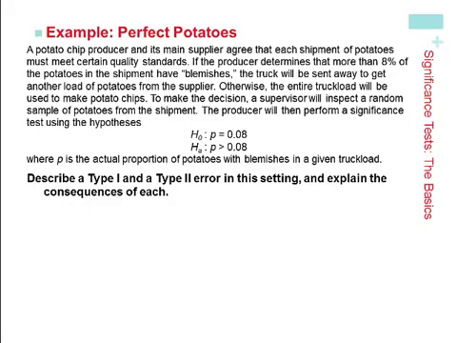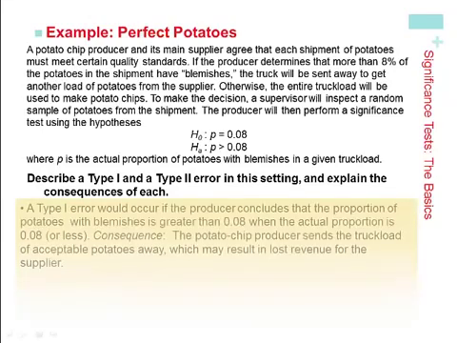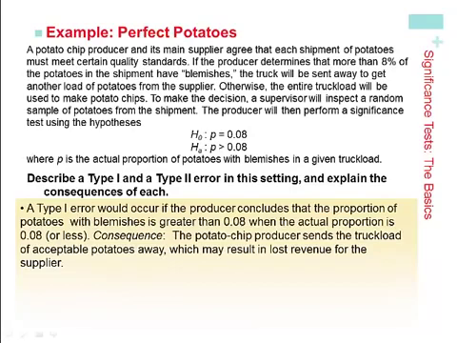Remember, a type 1 error is rejecting the null hypothesis when the null hypothesis is true. So, in context of the problem, a type 1 error would occur if the producer concludes that the proportion of potatoes with blemishes is greater than 0.08 when the actual proportion is 0.08 or less. The consequence of this would be the potato chip producer sends a truckload of acceptable potatoes away, which may result in a loss of revenue for the supplier.